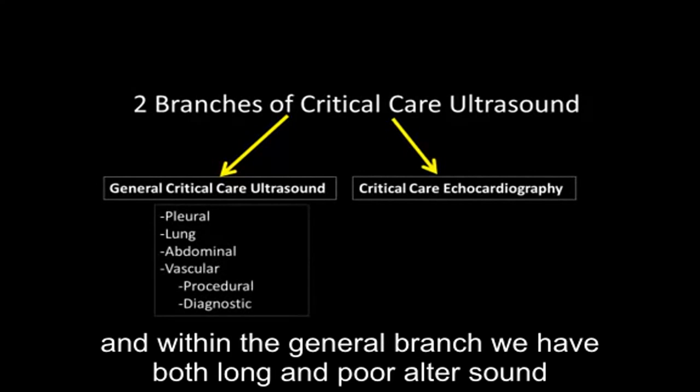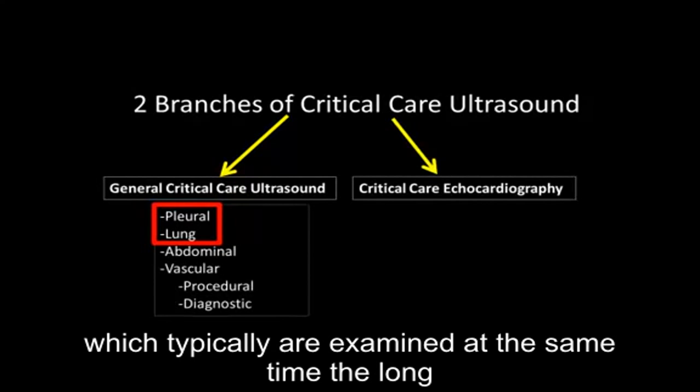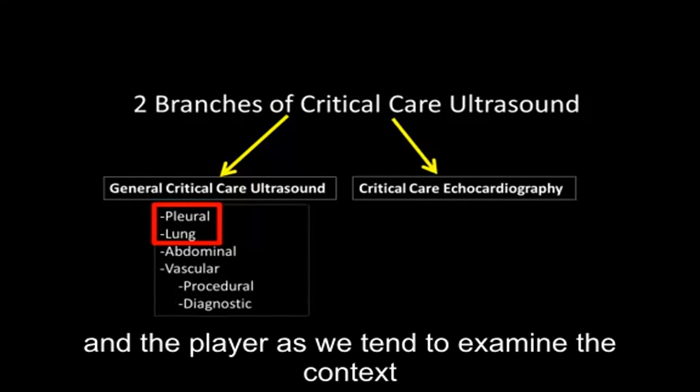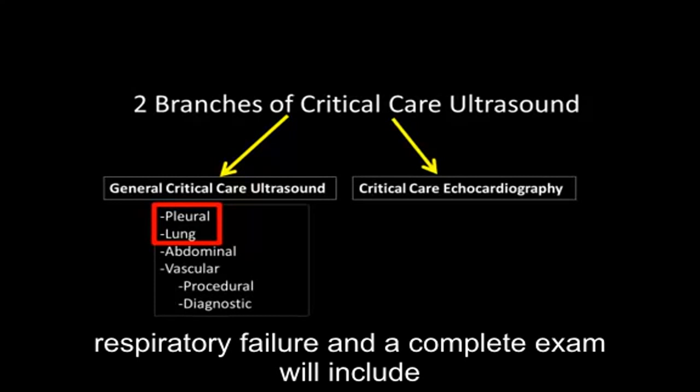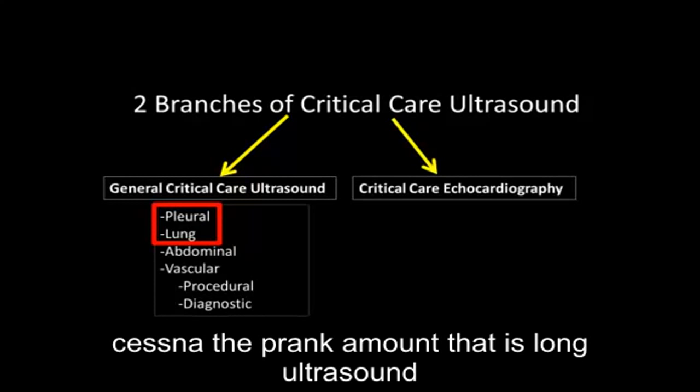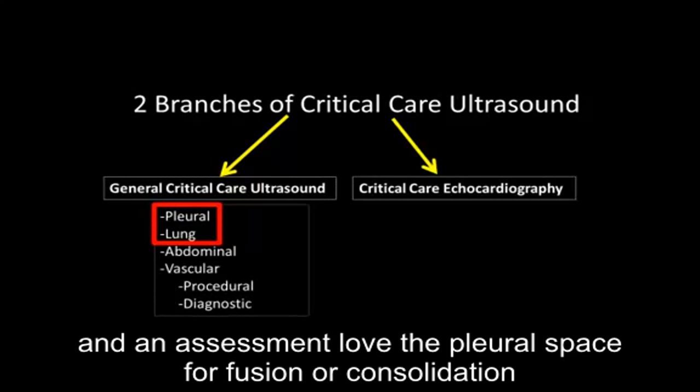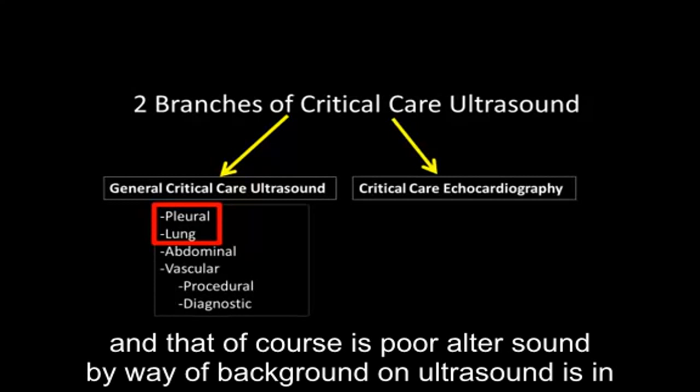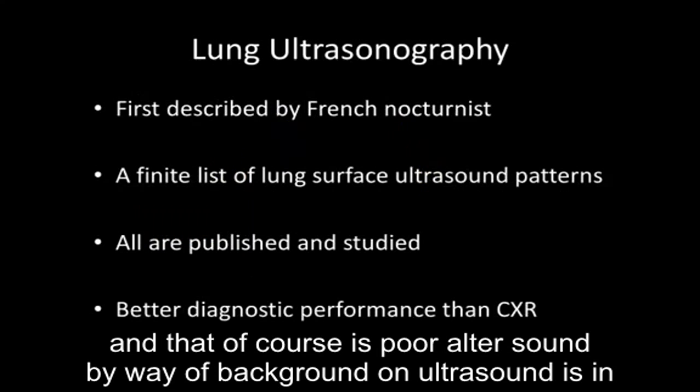And within the general branch, we have both lung and pleural ultrasound, which typically are examined at the same time, the lung and the pleura, as we tend to examine in the context of respiratory failure. And a complete exam would include assessment of the parenchyma, that is lung ultrasound, and an assessment of the pleural space for effusion or consolidation, and that of course is pleural ultrasound.